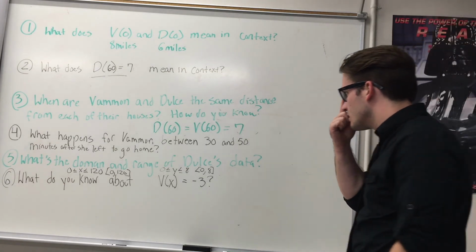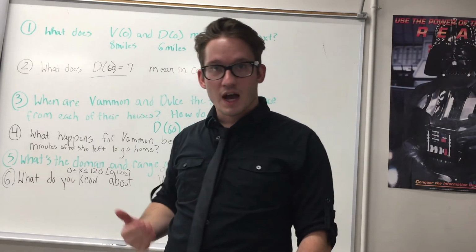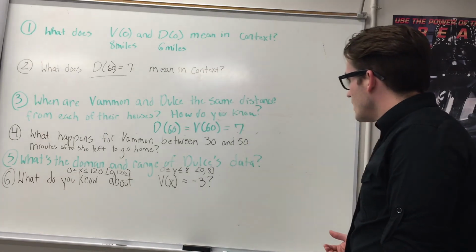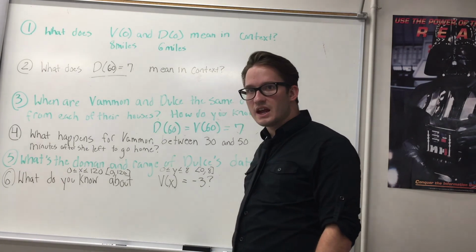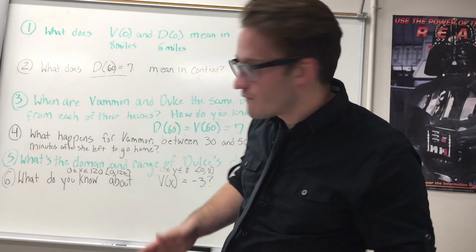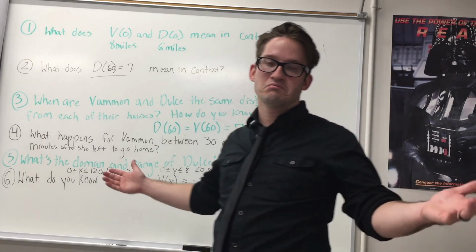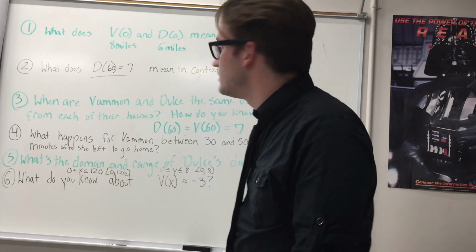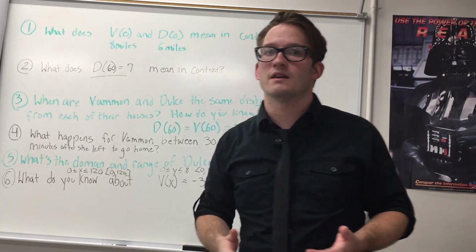This last question: what do you know about V of x? Well, this is asking me to say, at what time is she negative 3 miles from her house? It's not possible for her to be negative 3 miles from her house. It doesn't work. So it is impossible in the context. You can't be a negative distance.